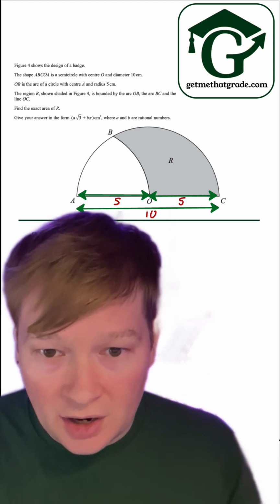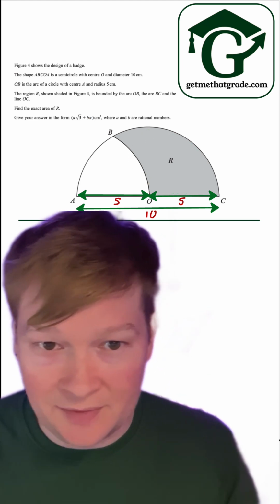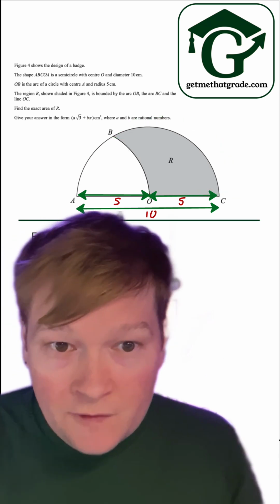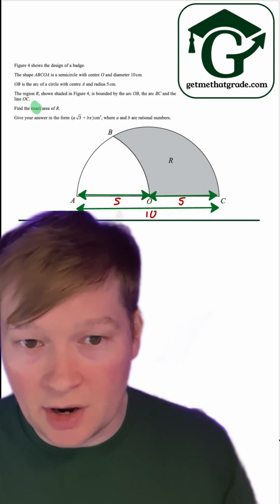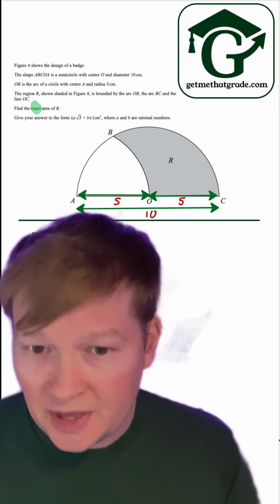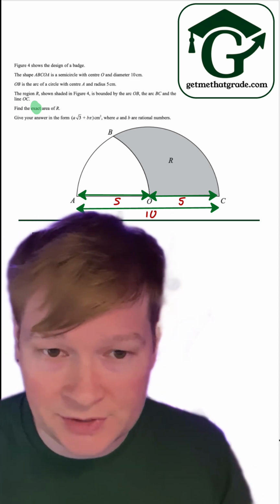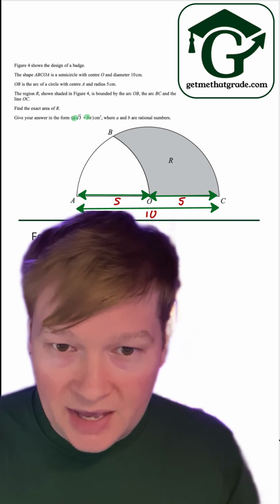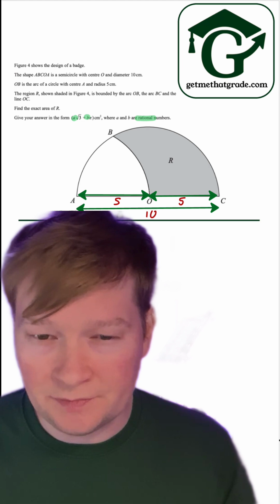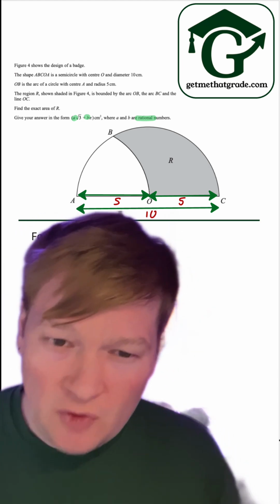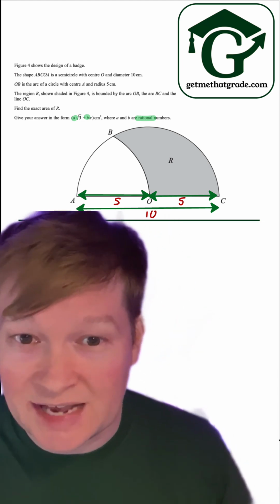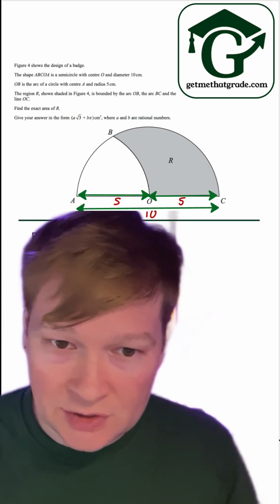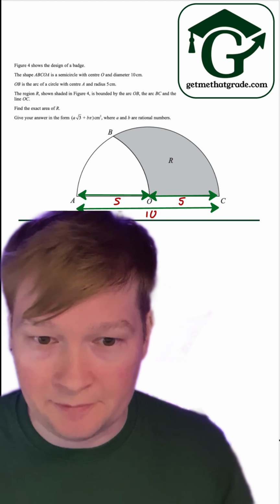The region R, shown shaded, that's this region here, is bounded by this arc and the arc BC and the line OC. Find the exact area of R. That word exact is important. It means no decimals allowed. Give your answer in this form, where A and B are rational numbers. What's a rational number? Well, a rational number is just a fancy way of saying a fraction. So we need a fraction here and a fraction here. So one in front of a root 3, one in front of pi.